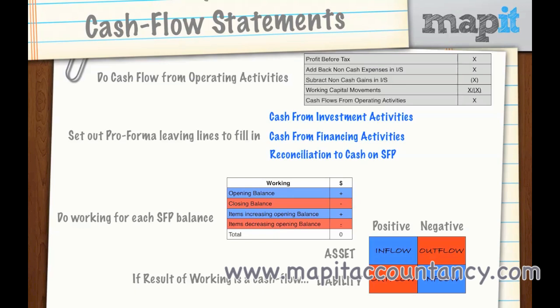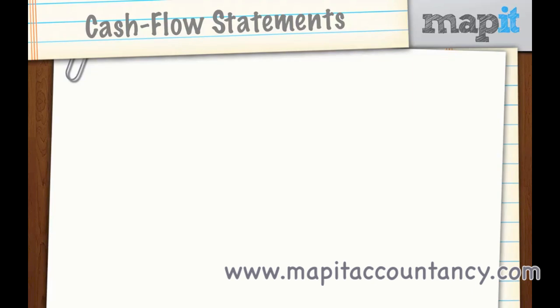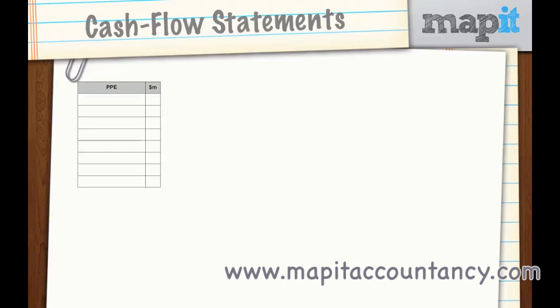So let's think about the sorts of things that you're likely to see. So for example, let's say you do your working for property, plant and equipment. So your opening balance less your closing balance. Well, what sort of things will appear in this account? Really, this is a ledger account and we're just posting in everything that we have on it. So disposals, for example, well, they would decrease the opening balance. So we'll subtract them. Additions, the opposite. They would increase the opening balance, so we add them in.